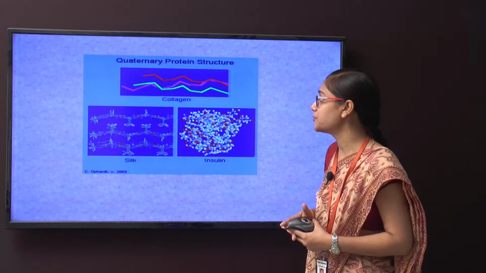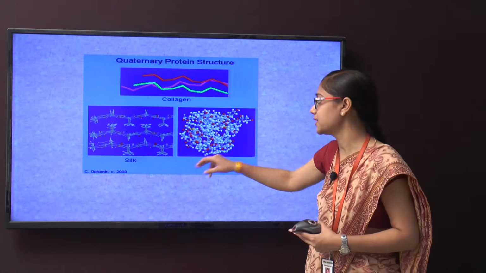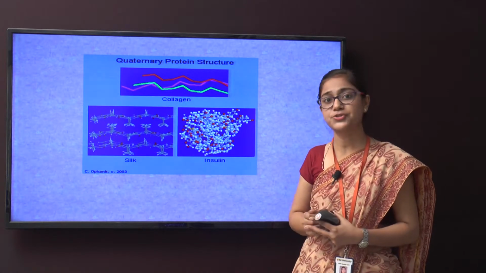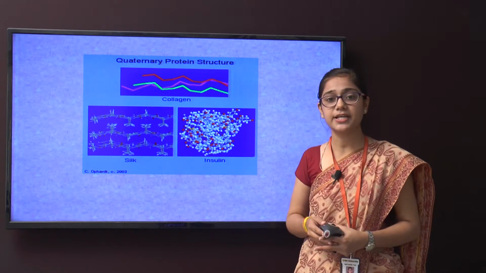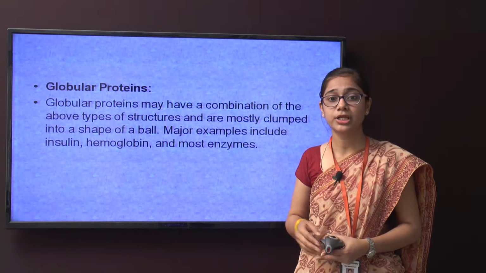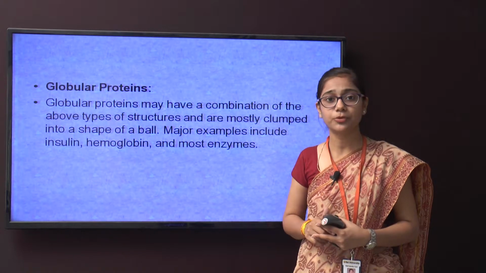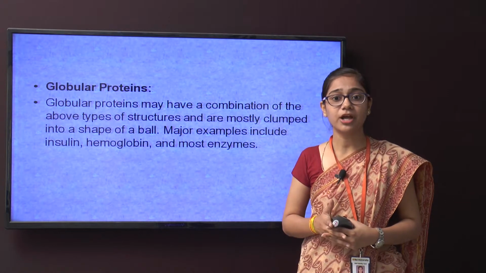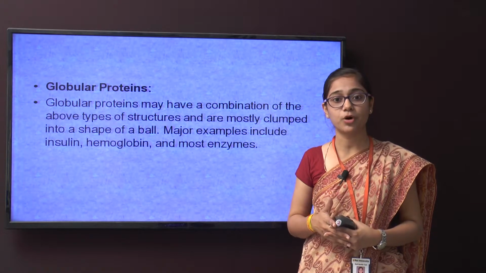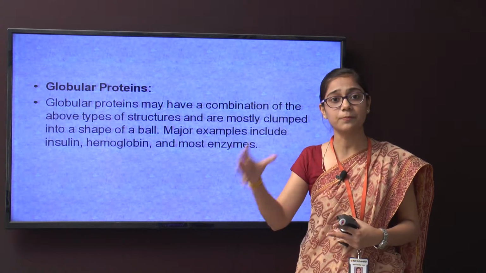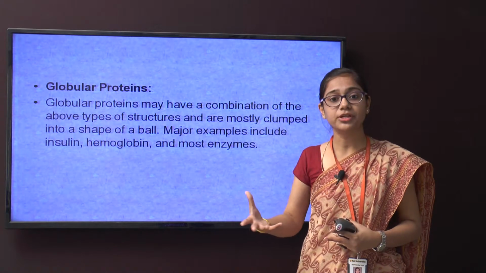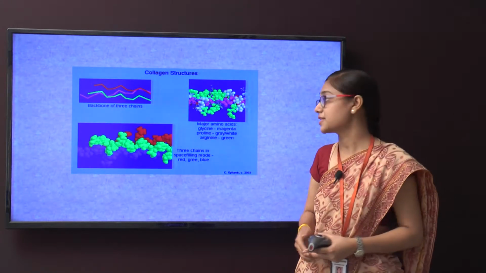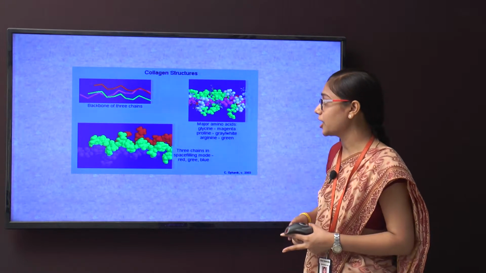This is the quaternary protein structure: collagen, silk and insulin. Collagen and silk are examples of fibrous protein, and insulin is an example of globular protein. The best example of globular protein is hemoglobin. Globular protein may have a combination of the above types of structures and is mostly clumped into the shape of a ball, for example insulin, hemoglobin and most enzymes. This is the collagen structure.